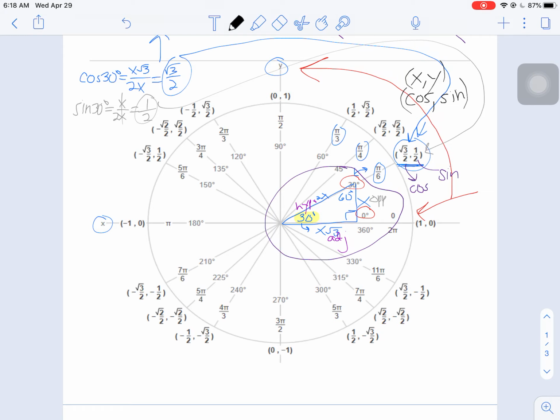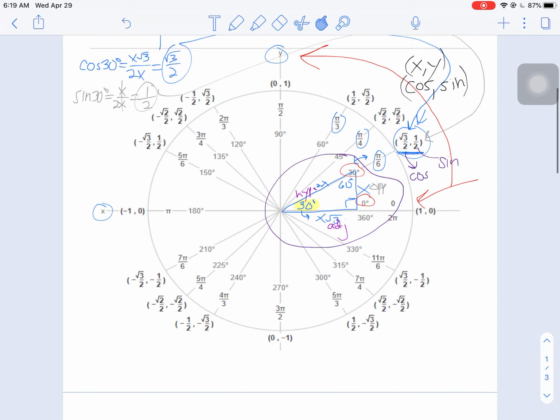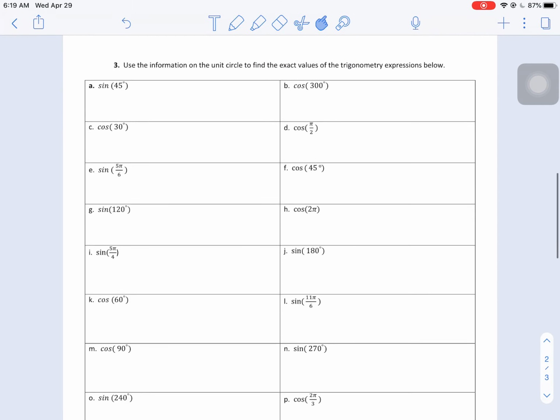Why don't we do a couple examples so you understand what I'm talking about? So if you scroll down to this next problem here, it says we want to use the information on the unit circle to find the exact values of the trigonometry expressions below. So maybe we can do the first 6 or so, and then I could let you try the rest and just check the answer key later.